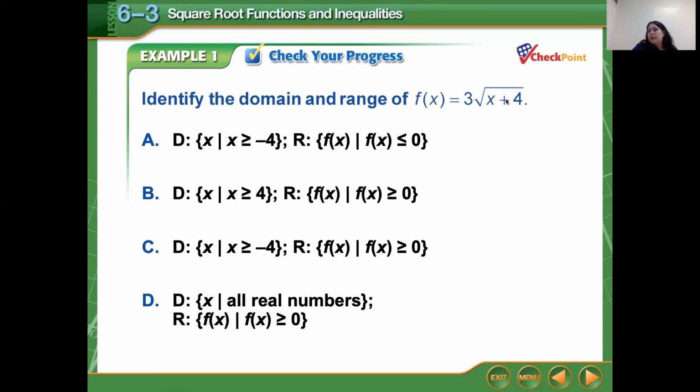Go ahead, pause the video to give yourself a chance to work on this problem. All right, so since you have worked it out, you should get C: x is greater than or equal to -4, and f of x is greater than or equal to 0.